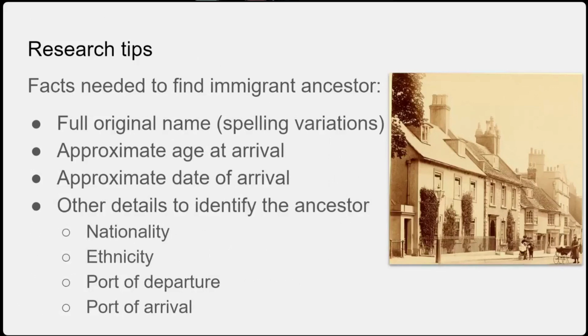If you want to find your immigrant ancestors' arrival records, you'll need to know some details about them before you can search. You'll need to know the full original name as well as any spelling variations that might have been used. You'll need to know about how old your ancestor was upon arrival, as well as approximately when he or she arrived. It also helps if you know the country and ethnic group of your ancestor. It's a big help to know the ports of departure and arrival and realize that there may have been several. Our ancestors may not have had a nonstop boat ride here.